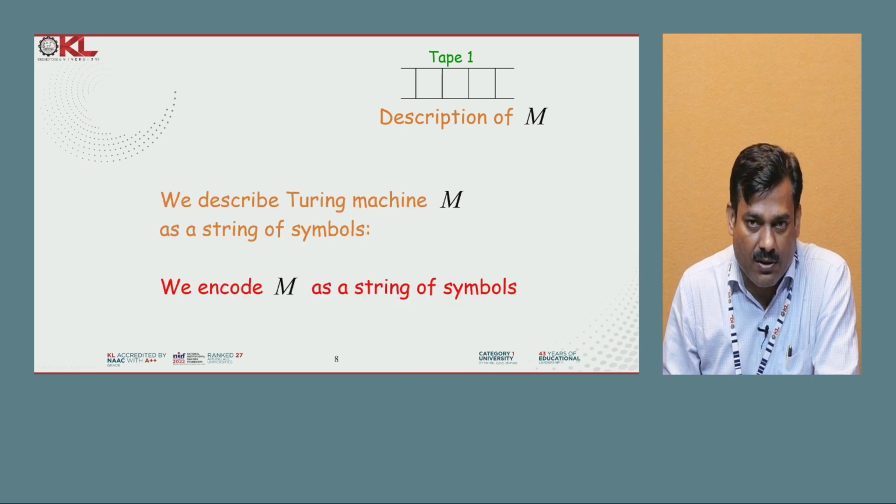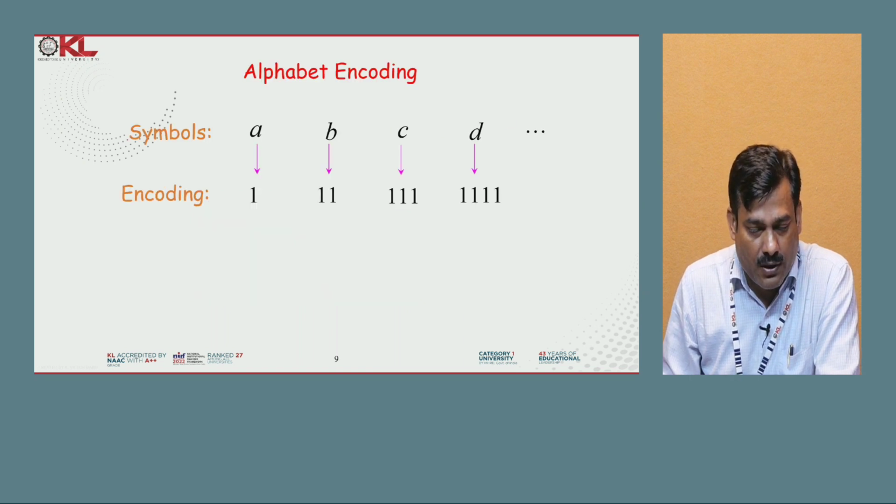First, we will discuss what the description of the Turing machine M will be. We describe the Turing machine M as a string of symbols. That means we will encode the Turing machine as a string of symbols. To encode the symbols, suppose we have the alphabet A, B, C, D, and we can encode A as 1, B as 1 1, C as 1 1 1, and D as 1 1 1 1. In the same way, if we have E, then we can encode it as 5 times 1.